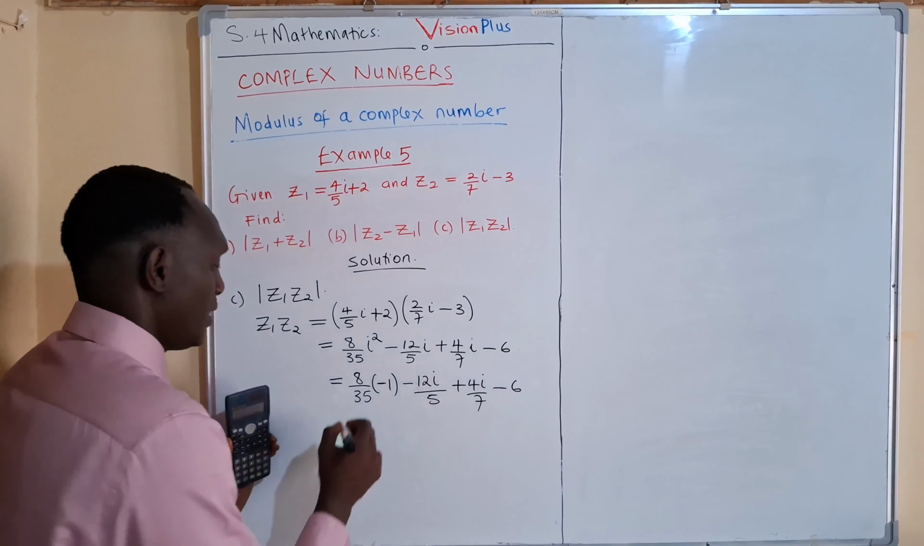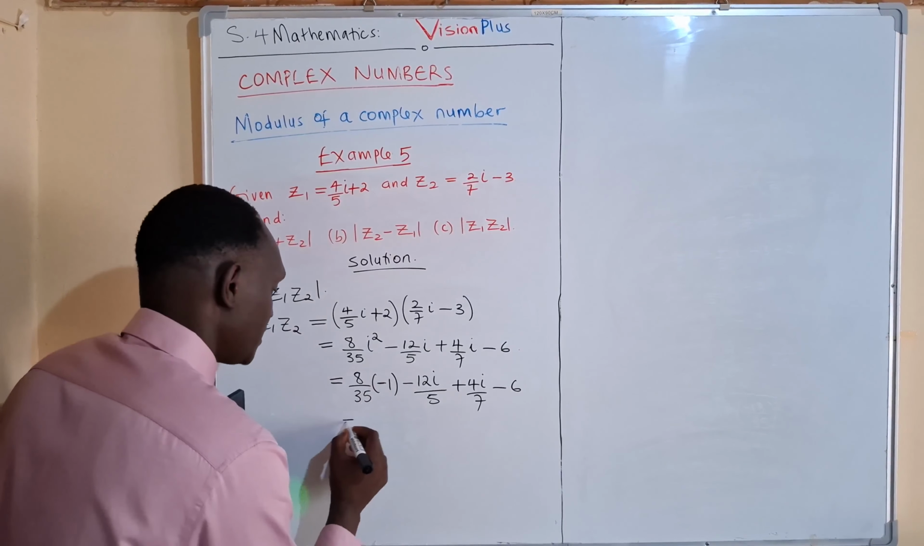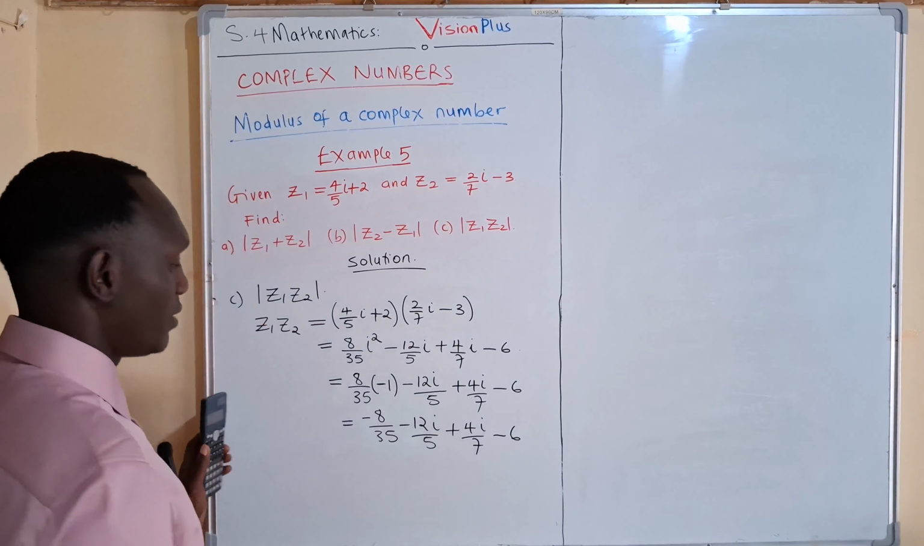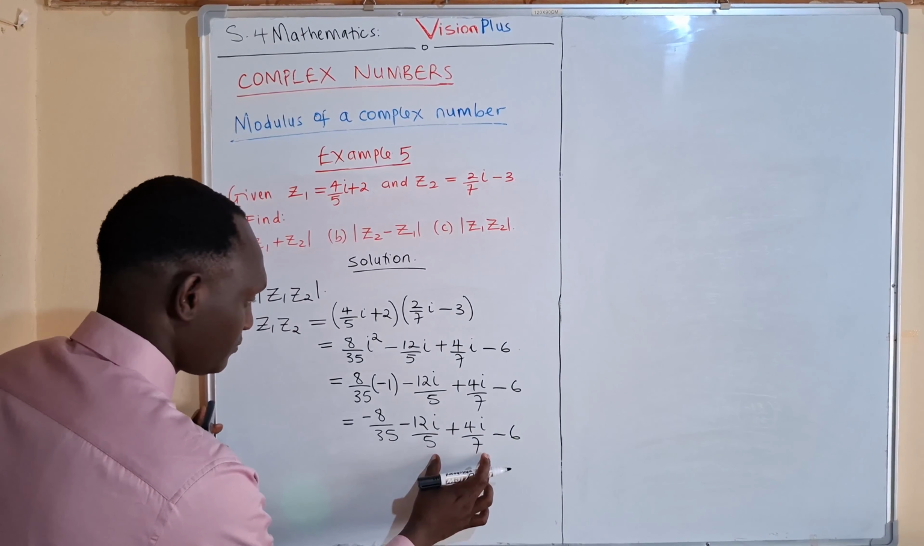So I'm going to begin collecting the like terms. Anyway, let me go step by step. This gives us a negative 8 out of 35 minus 12i out of 5 plus 4i out of 7 minus 6. Let me start by collecting the imaginary parts together. That means here this one is negative. So here we'll have negative 12i out of 5 plus 4i out of 7. Then I proceed by adding the real parts. This number is negative 8 out of 35, and then minus 6.